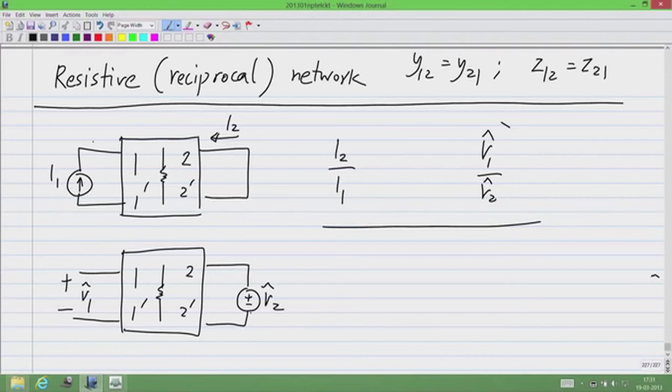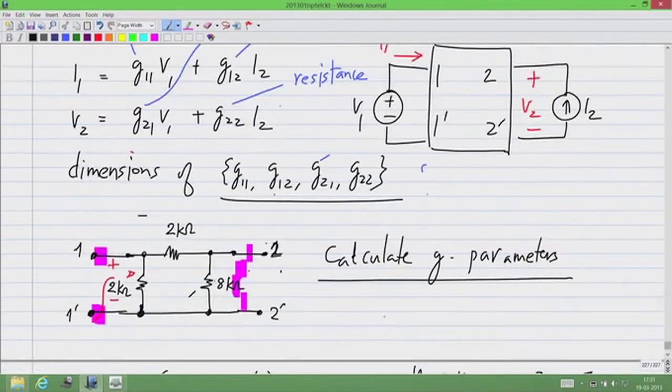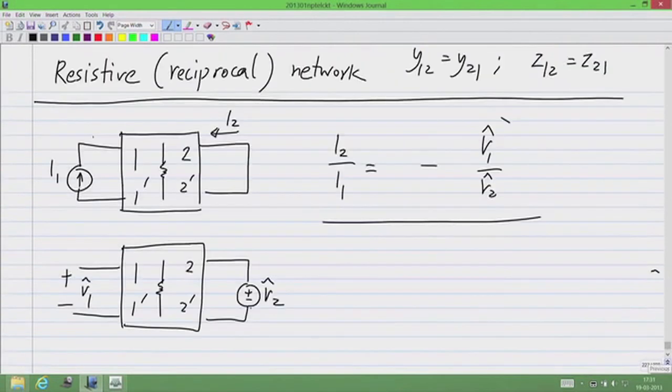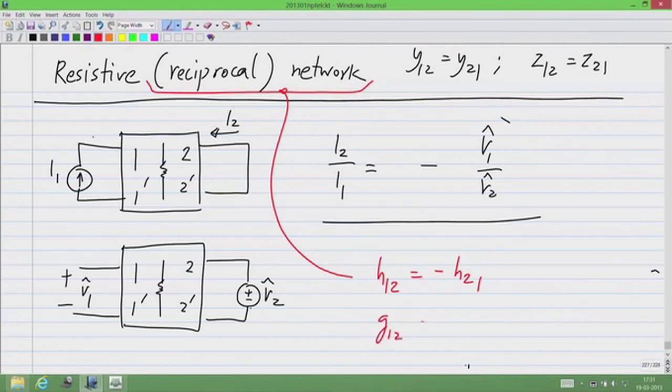There is an answer that says both are equal. There was a slight twist. I2 by I1 equals minus V1 hat by V2 hat. If you apply Tellegen's theorem and calculate the reciprocity relationship, this is what you will get. So this means that for the hybrid parameters for a reciprocal network, H12 will be minus H21 and G12 will be minus G21.